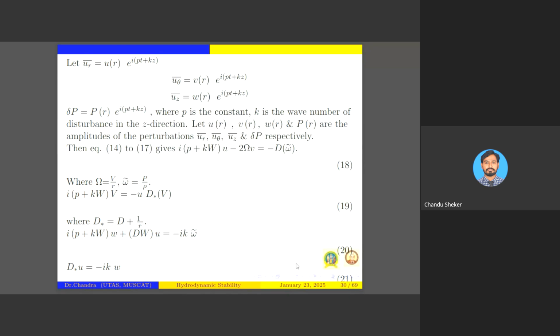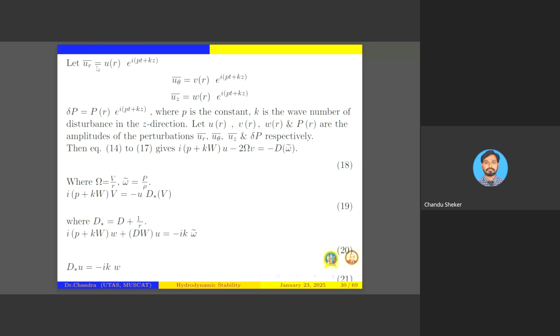Now, in the normal mode approach, we express the increments or disturbances of the velocities in terms of exponential functions. Exponential means the disturbances are very high, we are saying. If we take these exponential disturbances to be high, we can apply them for the small disturbances also.